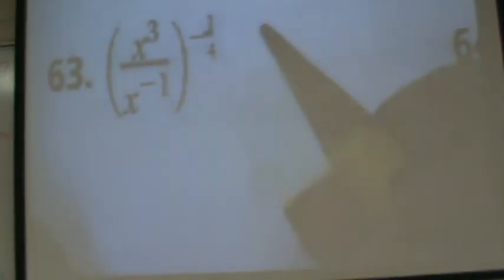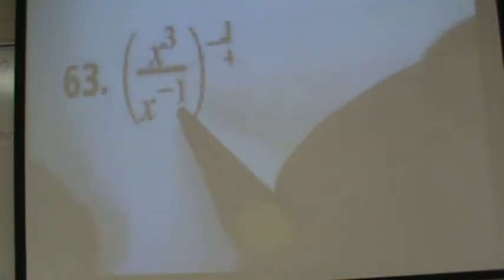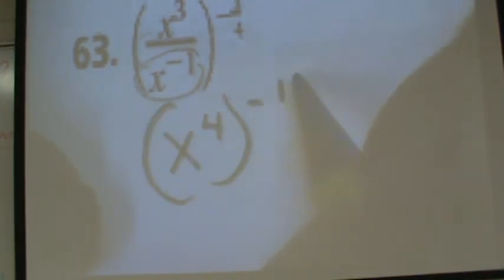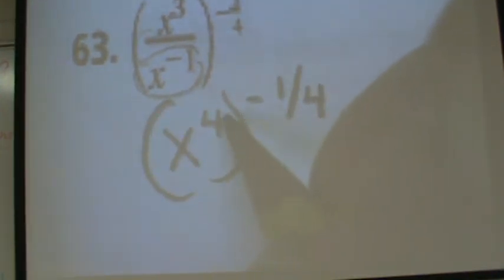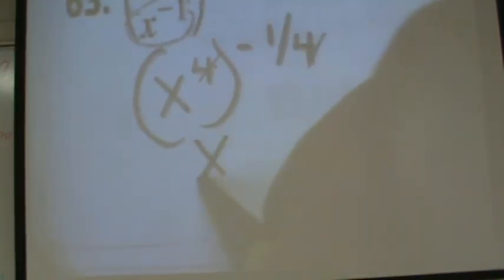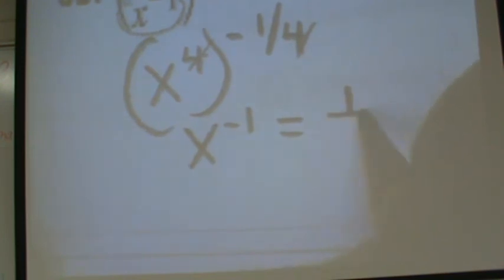63. I believe this says x to the 3rd, and that's a -1/4 power. What you could do is bring this -1 up here. So I would simplify this and bring this up here, and this is going to make this x to the 4th power. And if you raise this to the -1/4 power, power to power, you're going to multiply. The 4's cancel, you get x to the -1 power, which is 1 over x.